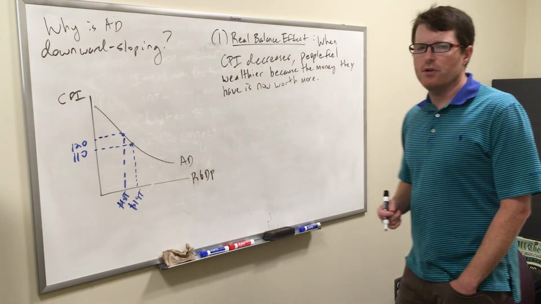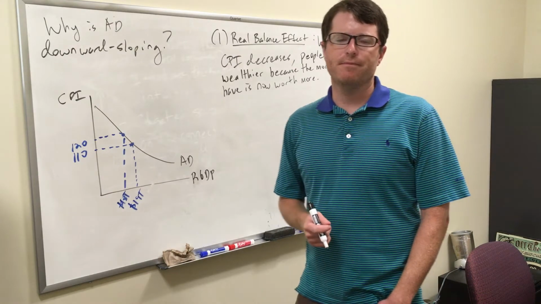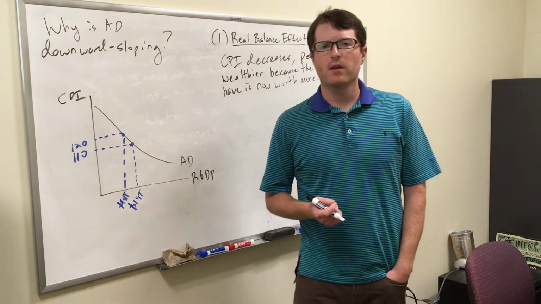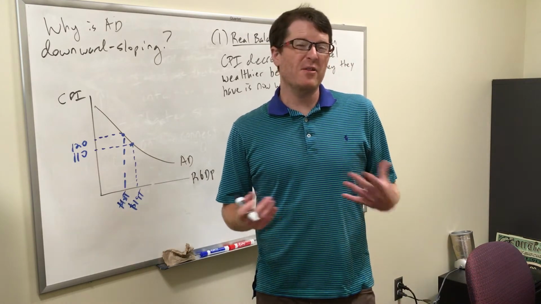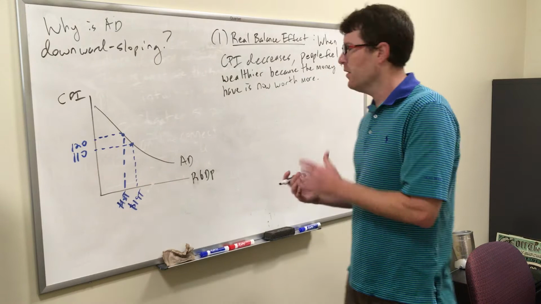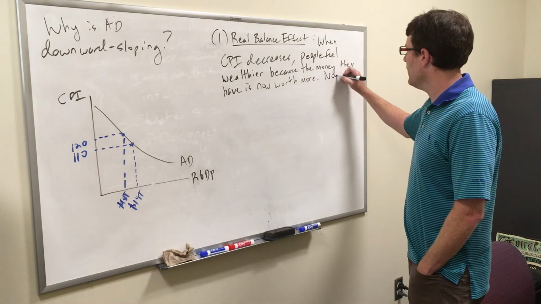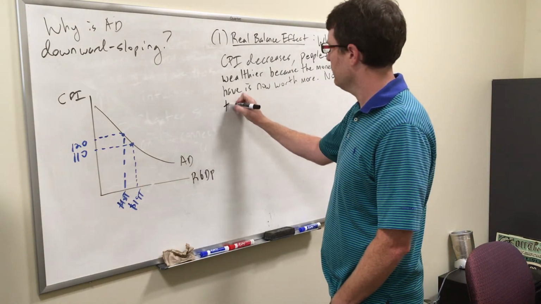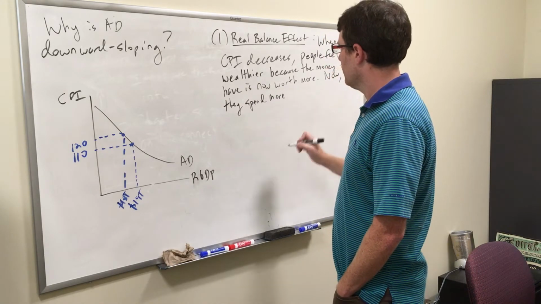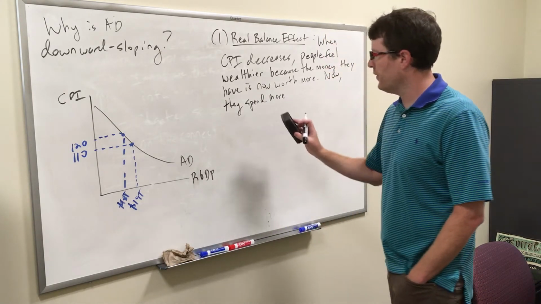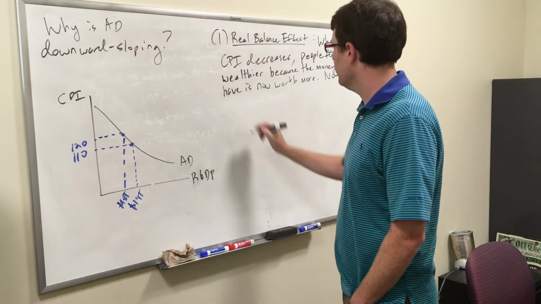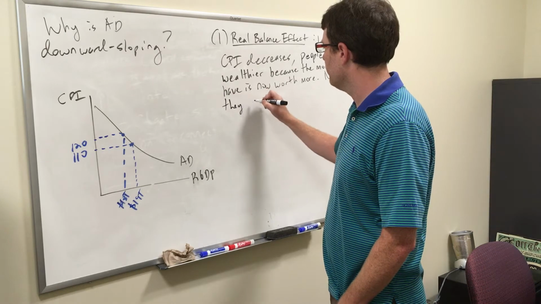So what do people do when they feel wealthier? Well, there's two possibilities. They may spend more, they may save more, or they may do both. The real balance effect thinks about spending. Now that they feel wealthier, they increase spending. Or to put it another way, they spend more money. Maybe an easier way to think about this is they buy more goods and services.